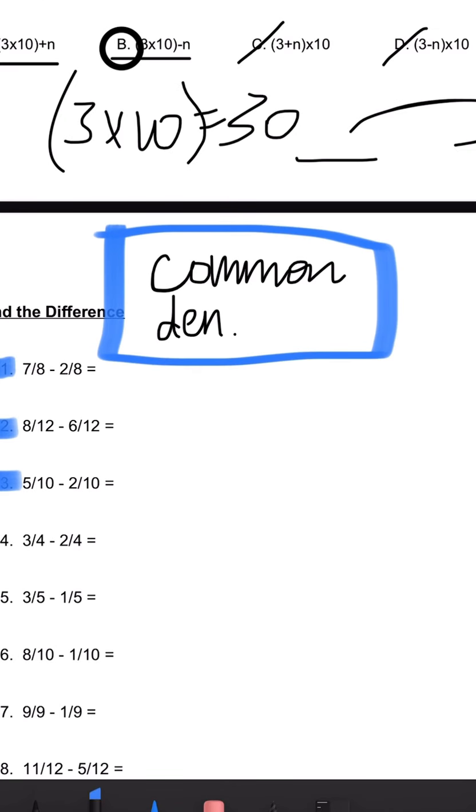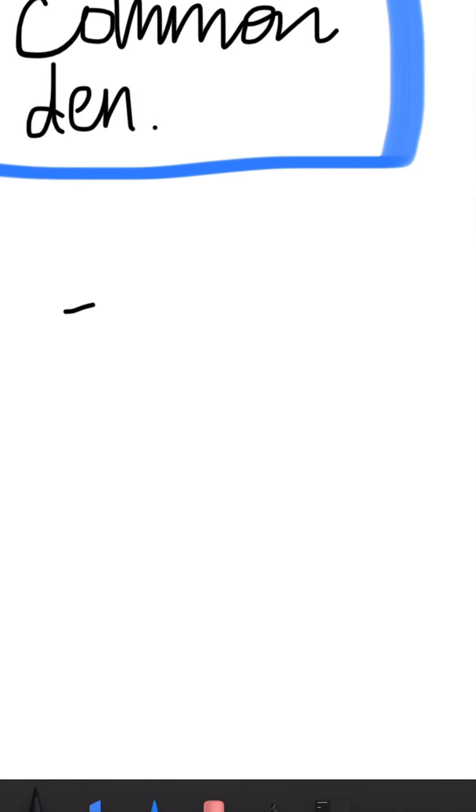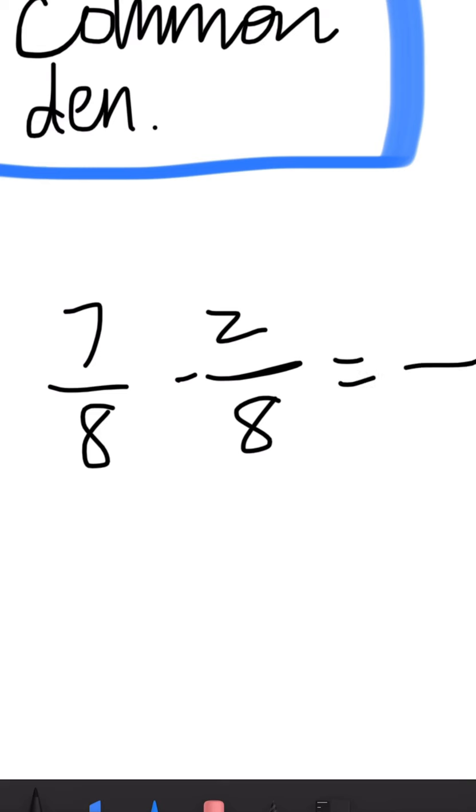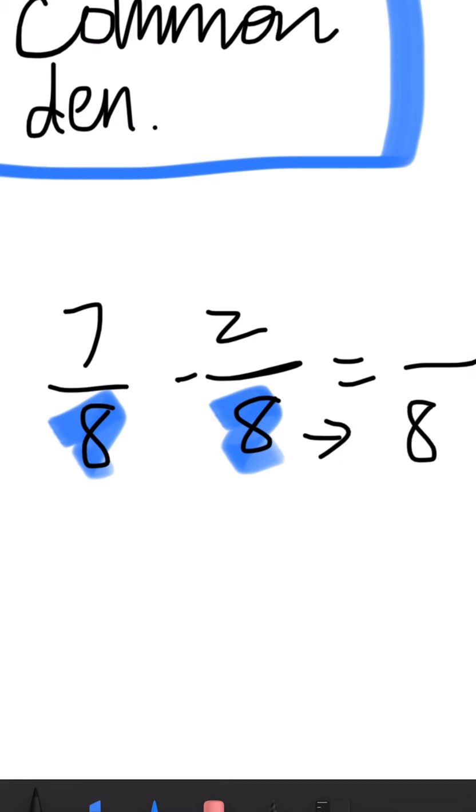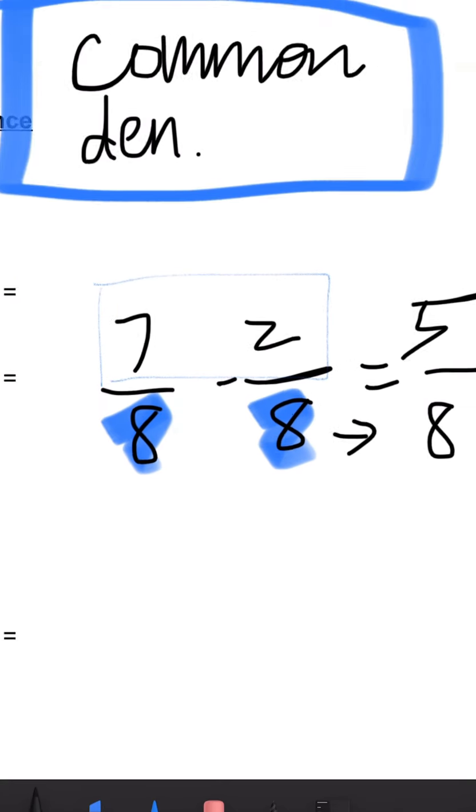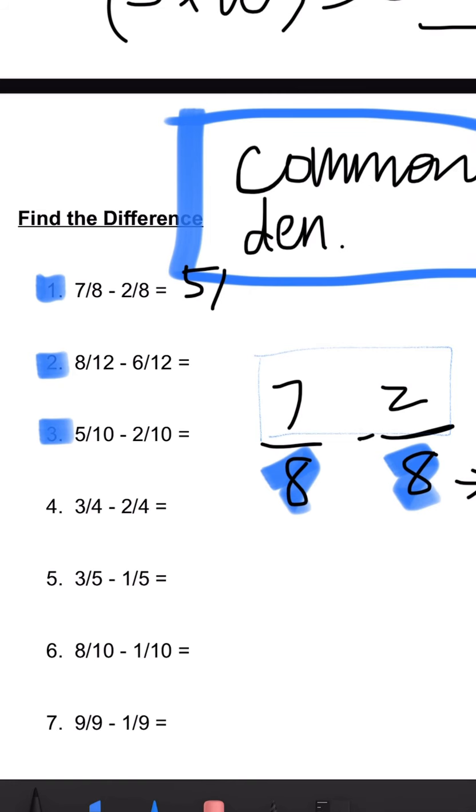This is very important. Looking at number 1, 7 over 8 minus 2 over 8. So when we do this, we have a common denominator. So we know that we can just carry this 8 over and subtract straight across right here. So 7 minus 2 is 5. Our answer is 5 over 8.